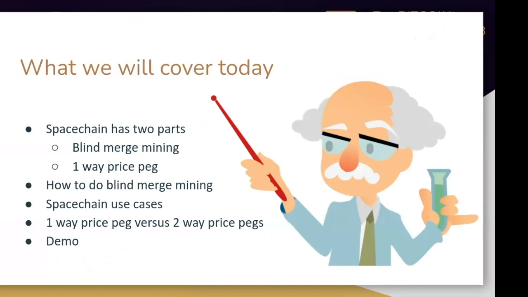After I go over what those are, I'm going to go over how to do blind merge mining, because that's what I think is the really cool part of spacechains. Then we're going to go over some use cases, things that you can use spacechains for. And lastly, we're going to go over the difference between a one-way price peg and a two-way price peg, and I'm going to give examples of what those are.